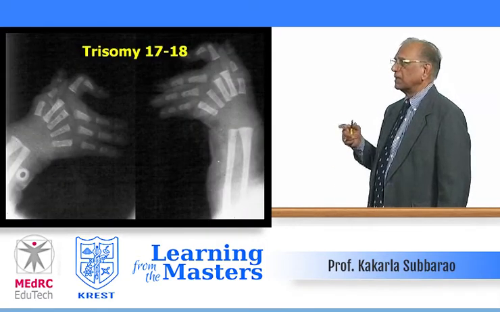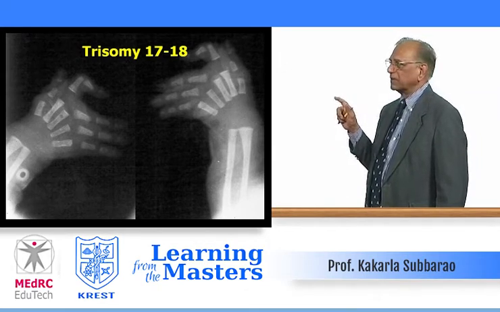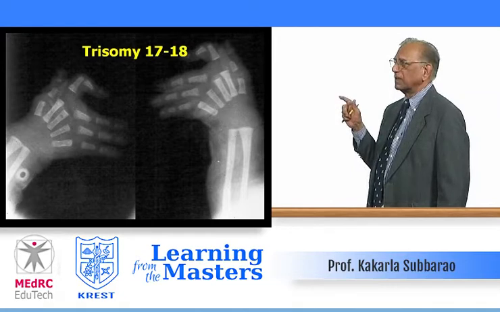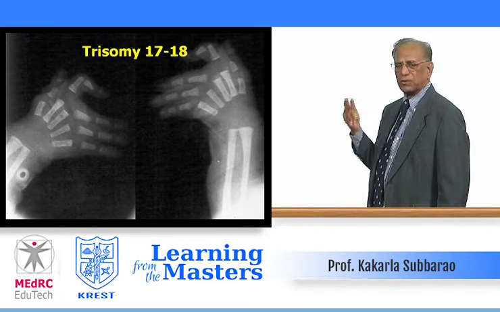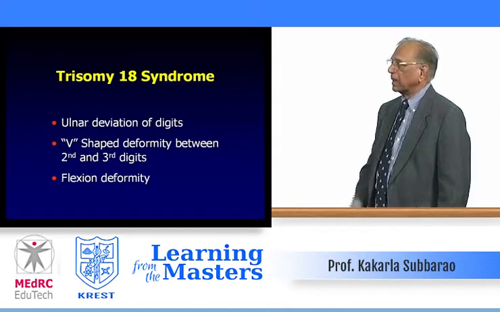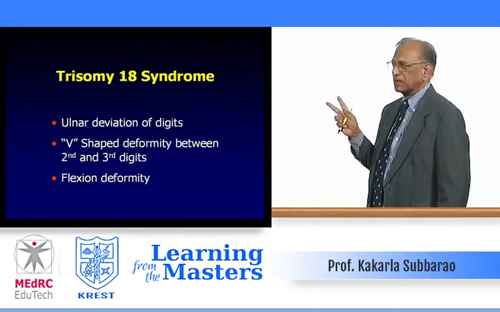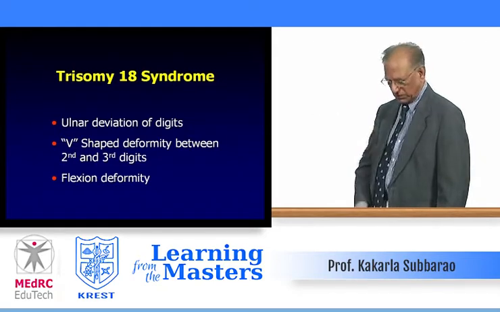Trisomy 17, 18. Look at the ulnar inclination of the index finger at the interphalangeal joint and ulnar deviation of the fingers. This is supposed to be classical of trisomy 17, 18 syndrome. Ulnar deviation of digits, V-shaped deformity between second and third digits, classical, and flexion deformity, of course.